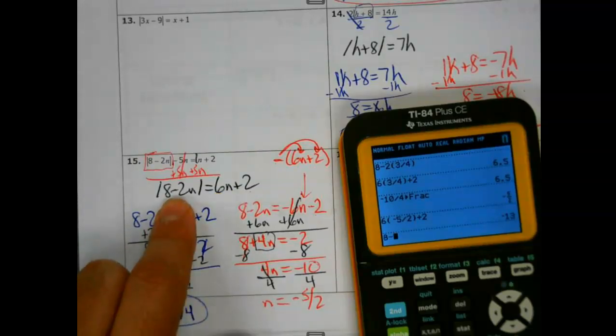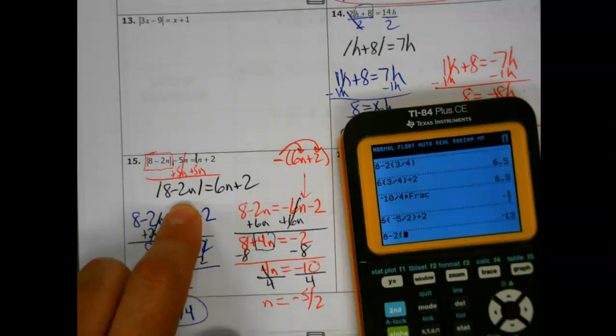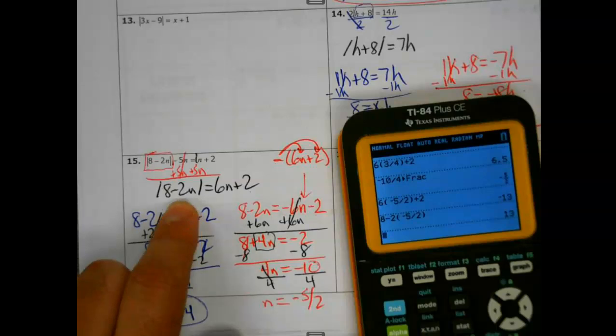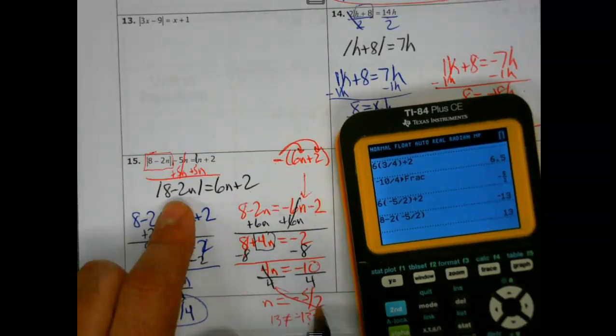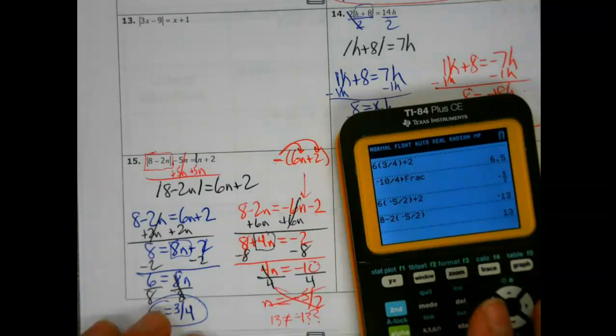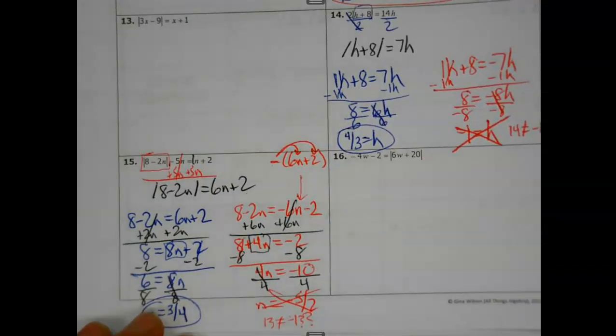So 8 minus 2 times -5 over 2 is positive 13. So is positive 13 equal -13? It does not. So that answer does not work.